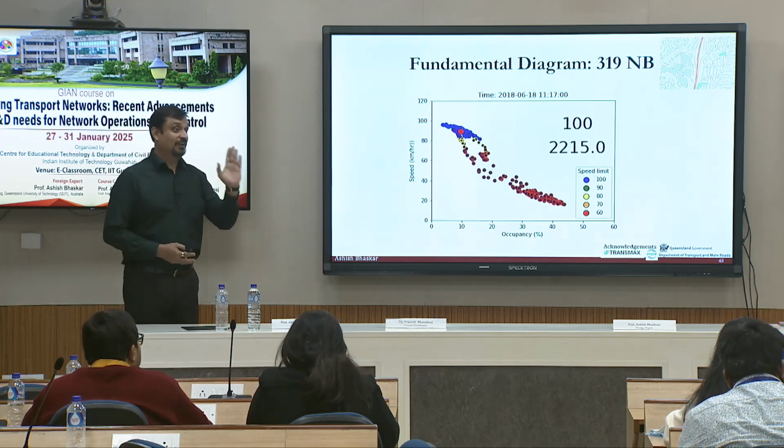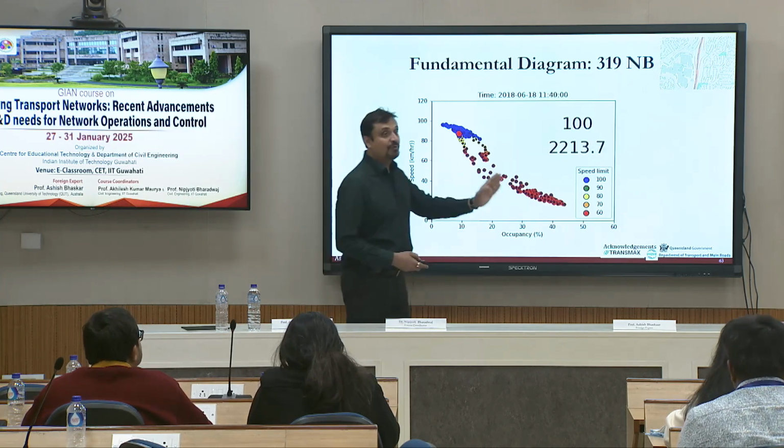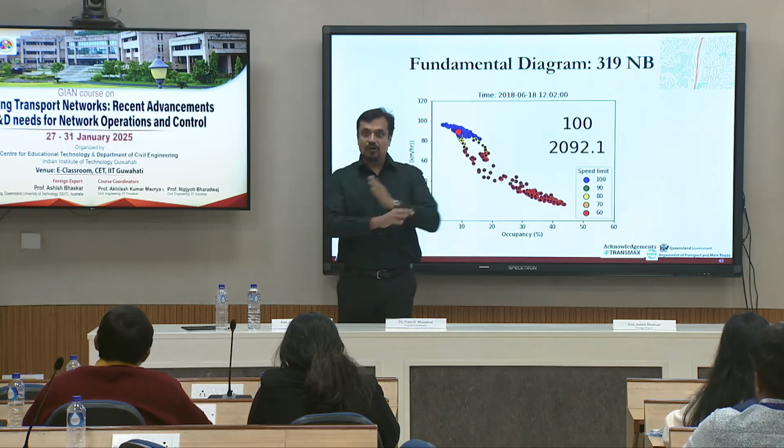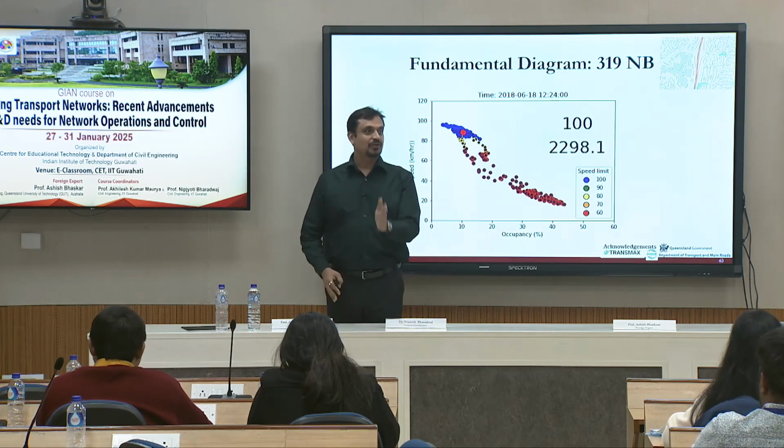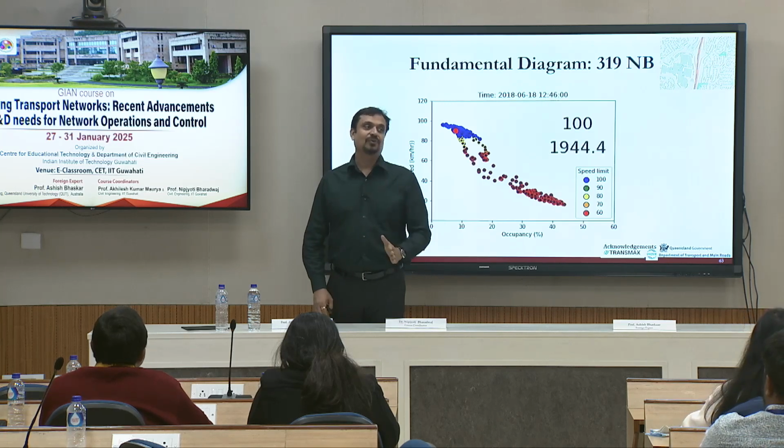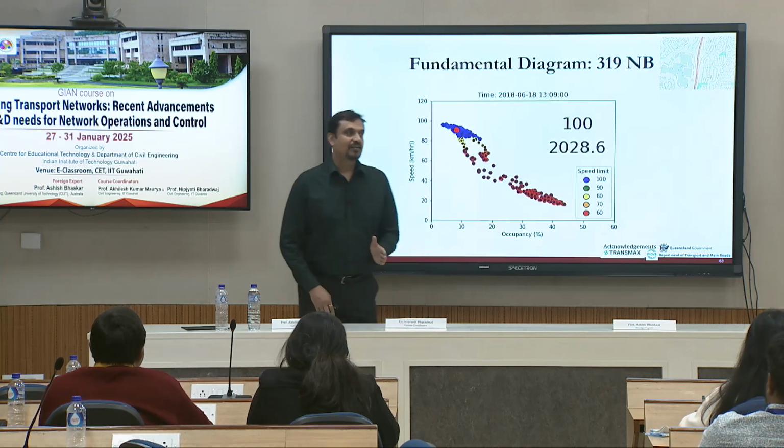This is for one location only. This is 319 outbound, only one location. It's not about the stretch of the road, it's just one location you're observing. It's a single point observation only, right?